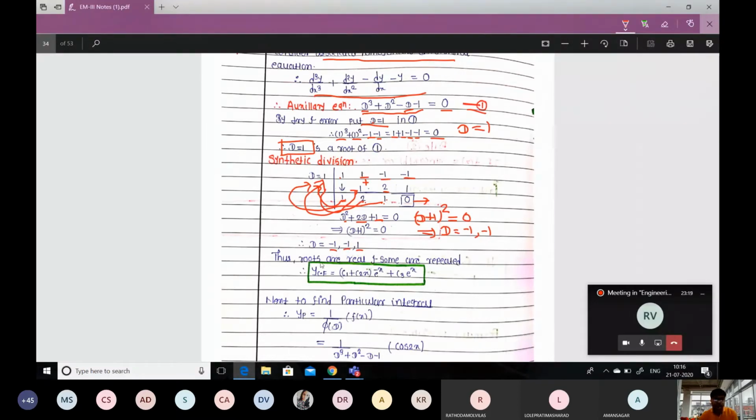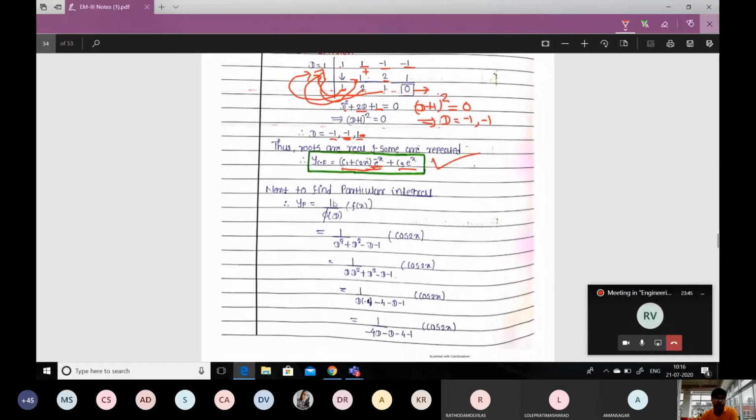Now look at this. Those roots are real and some are repeated, so it is a mixture of case number 1 and case number 2 of the complementary function. That's why we have written the solution as C1 plus C2 x, e to the power of the repeated root, that is -1, so e to the power -x, plus C3 e to the power x corresponding to the root 1. This is the complementary function. Up to this it is clear.